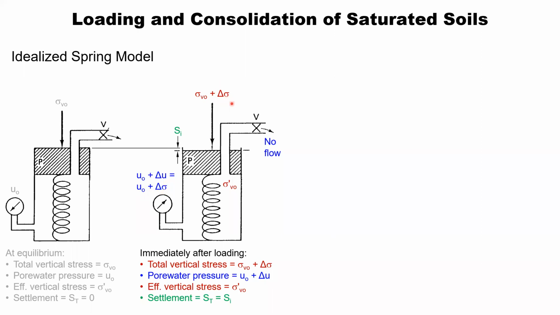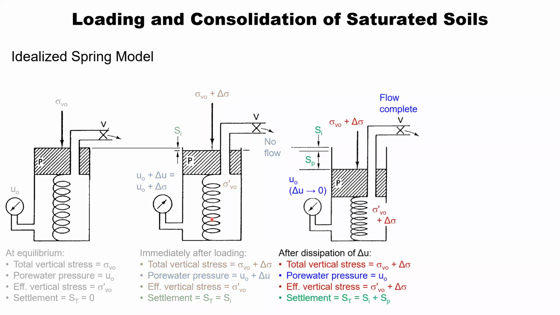a change in the pore water pressure that is equal to the change in total stress. Now, over time, water is going to start flowing out of this valve. Therefore, the load is going to be transferred. This change in stress is going to be transferred from the pore water to the spring, and the spring is going to start to settle. It's going to settle at a rate that is a function of how open this valve is, as we'll see in just a moment.